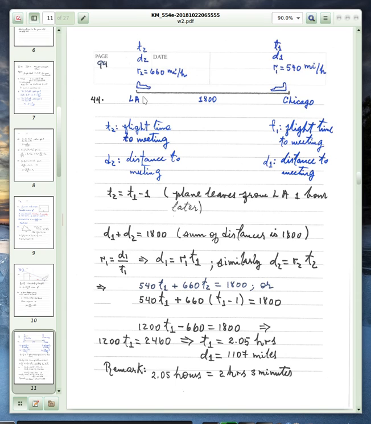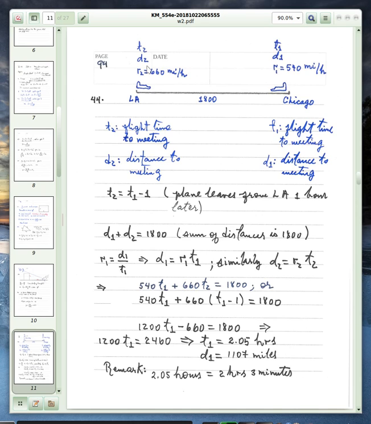Now, I'm going to set up subindexes for both planes. For the first plane, the one that leaves first from Chicago, let's use subindex 1. So this plane is going to be flying time t sub 1 for distance d sub 1 at the rate r sub 1 equals 540 miles per hour. The second plane is going to be flying time t sub 2 for a distance d sub 2 at rate r sub 2 equals 660 miles per hour.